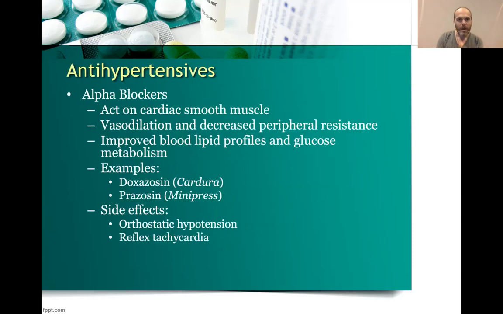Alpha blockers also work on the heart. They work on the cardiac smooth muscle. They cause vasodilation and decrease peripheral resistance. And examples of them are going to be Cardura is the one that I've heard the most of. Side effects like beta blockers, can be orthostatic hypotension and maybe reflex tachycardia.